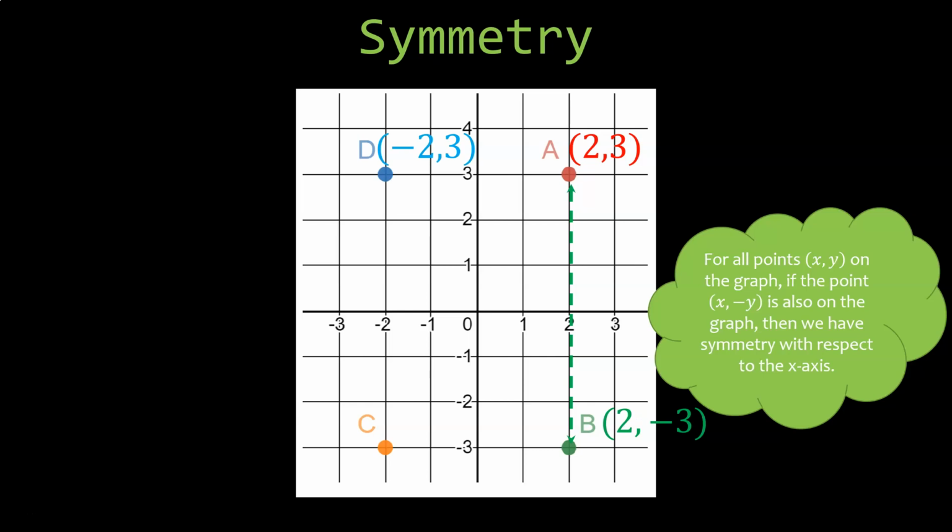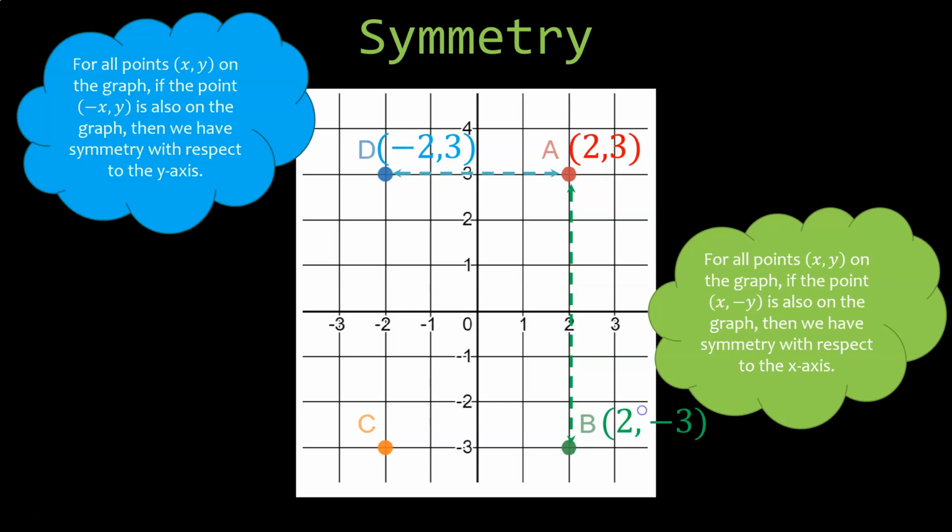Now, point D has the coordinates of -2, 3, and it is directly across the y-axis from point A. So we say A and D are symmetrical with respect to the y-axis. Notice the x value is the opposite of the original x value. So we would say that for all points (x, y) on a graph, if the point (-x, y) is also on the graph, then we have symmetry with respect to the y-axis.